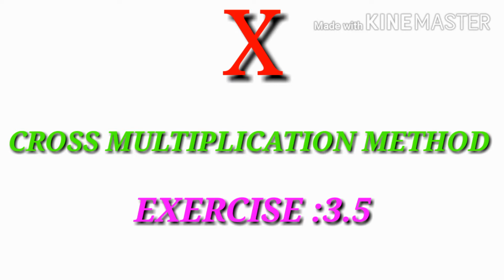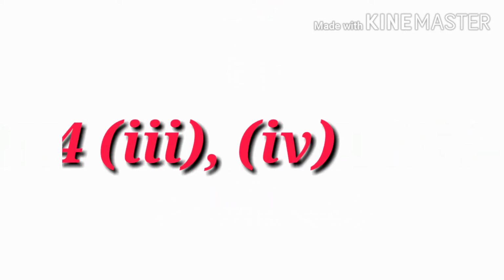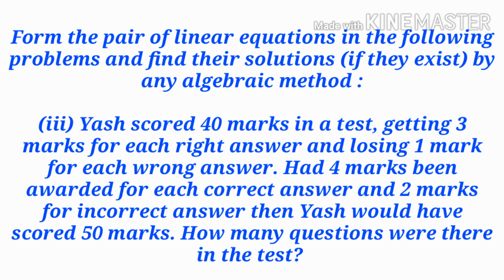Good morning, students. Today we are going to see exercise 3.5 in cross multiplication method. Fourth question. Form a pair of linear equations in the following problems and find their solutions if they exist by any algebraic method. So here some statement sums are given and you are going to form a pair of linear equations first, and then if the solution exists, then you have to solve by the algebraic method. So now we'll see the first two sums. You can do it as your homework. I'll take from the third sum.